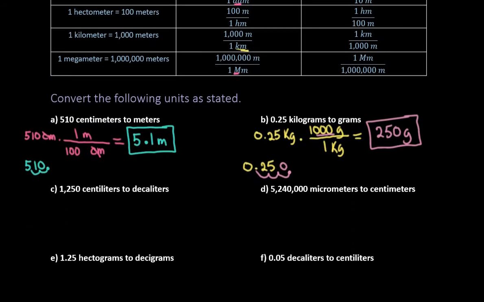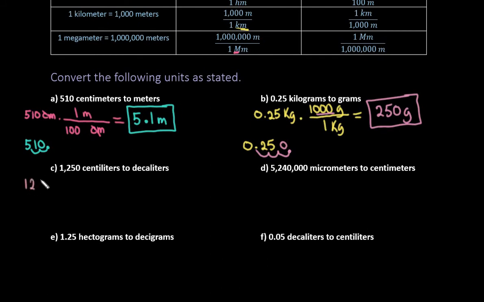Okay, moving on to the next one, we have 1,250 centiliters to decaliters. With this one, because I am going to decaliters, I don't have a direct conversion up here from centi to deca. So what I would do first is go from centiliters to liters. Remember that for centi it's 100, and then up here I would have 1 liter. So I'm going to first convert it to liters, and then from liters, I would go to decaliters.